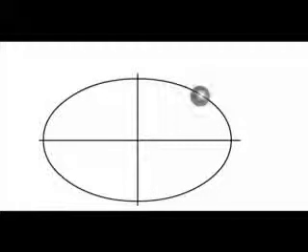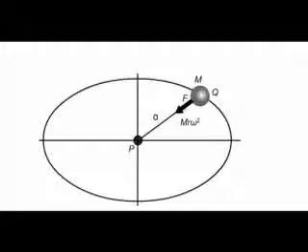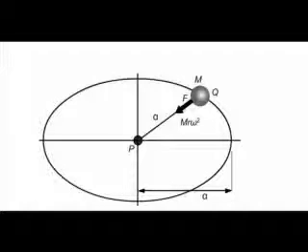So let's see the animation first. Here we have our binary system having object P with mass small m and object Q with mass capital M. Object P is moving around a circular orbit with angular velocity omega. So the centripetal acceleration of object P would be r into omega square, where r is the radius of the circular orbit around which object P is moving.